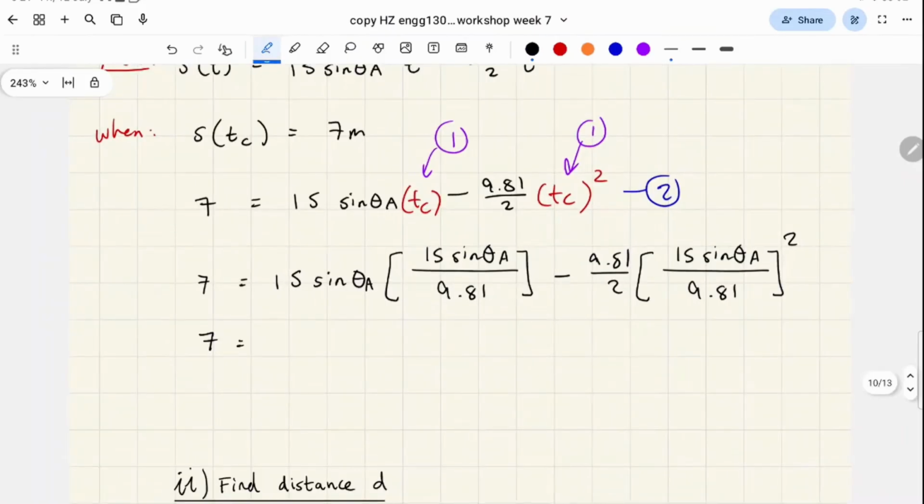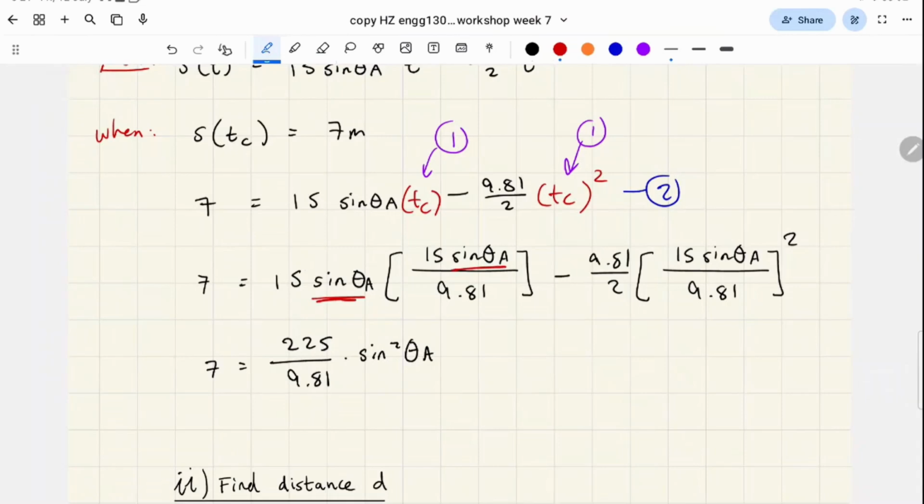How many steps did I skip? Okay, I'll write the intermediate calculation. We have one sine here, one sine here. It becomes sine squared, which is what results in that part. 15 times 15 is 225, divided by 9.81. That's what that all is.